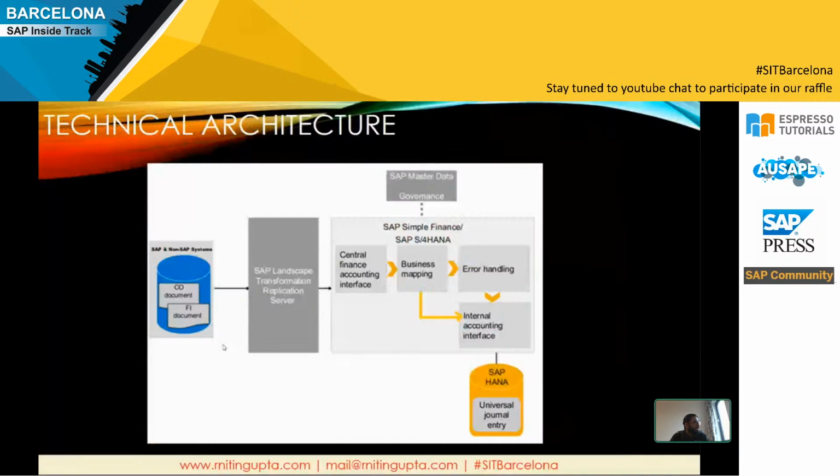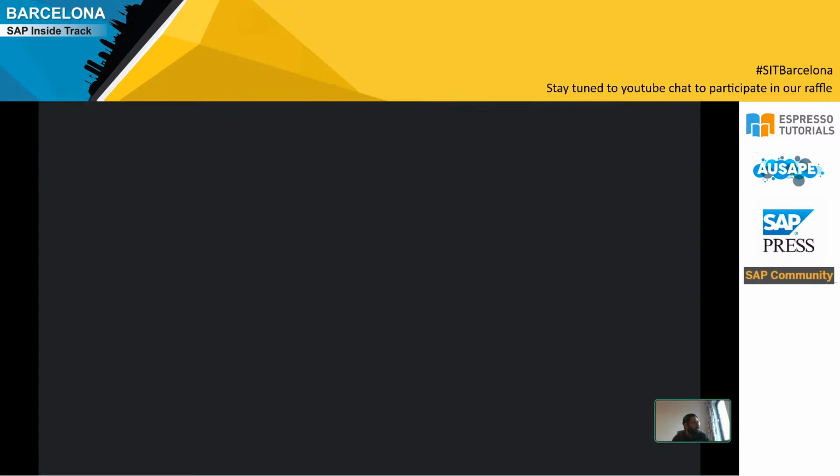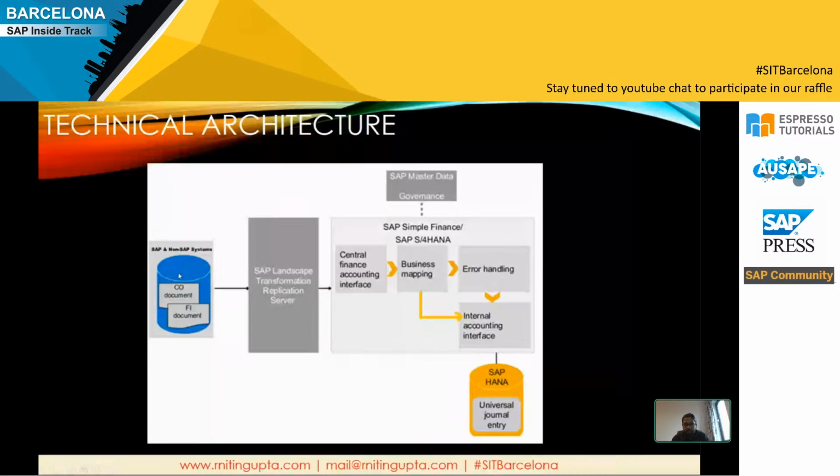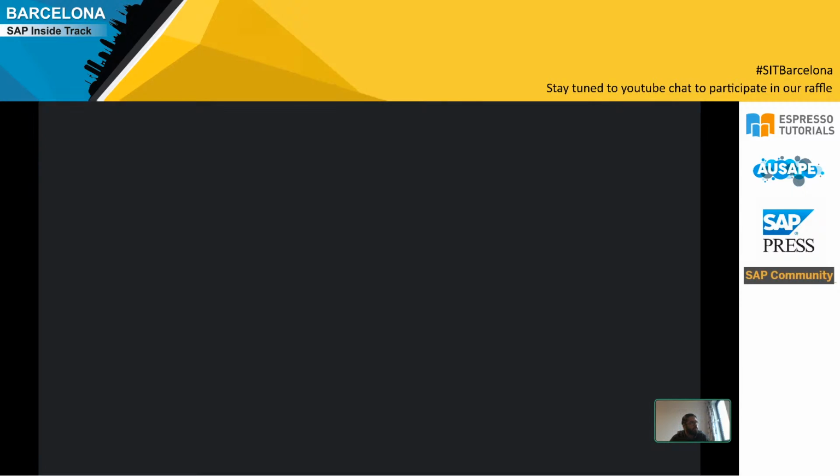It's purely a technical architecture, so people from technology can understand this. On the left, we have FI and CO documents stored in traditional tables, BKPF, BSEG, COEP, and COBK. Via SLT, we transfer those documents almost in real time into S/4HANA. Via business mappings, we change the objects, and I will explain mappings in a few minutes.